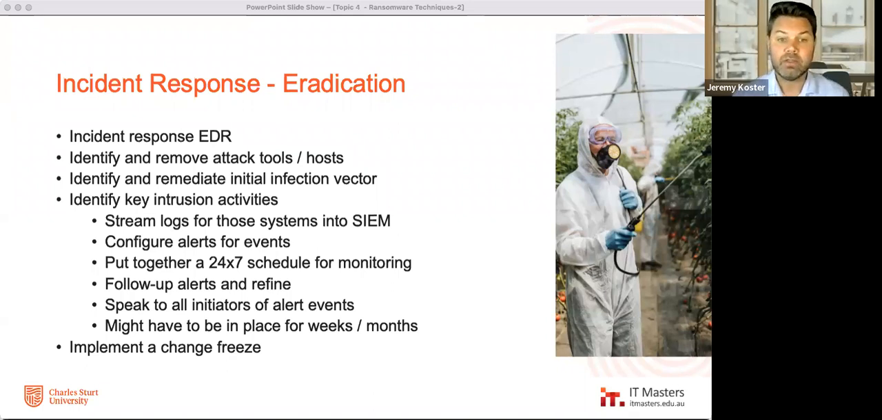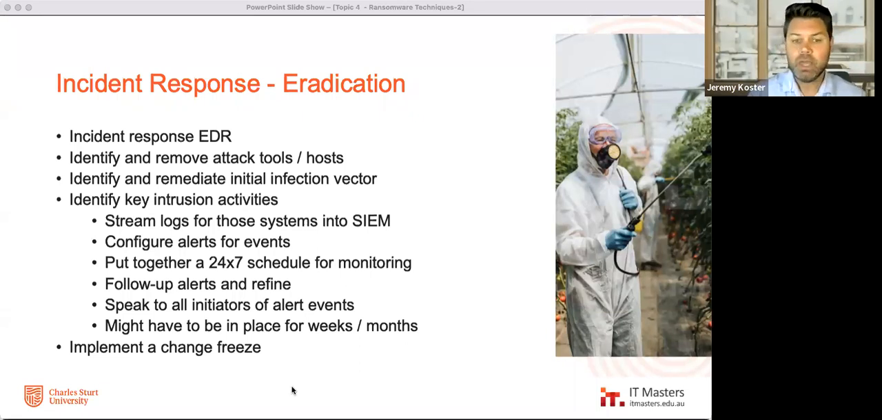You follow up those alerts and you refine them. You don't want to be flooded with alerts, so you want to refine them. You want to speak to all initiators of an alert event. As part of the eradication, if you see this spreading again, or a user jumping onto a box they're not supposed to, maybe talk to them and ask, why did you jump onto that box? Why did you attempt to do that? Watching these things, talking to people and verifying events is really important in the eradication phase. It might have to be in place for weeks, possibly months, not the 24/7 monitoring, but certainly the alerts.